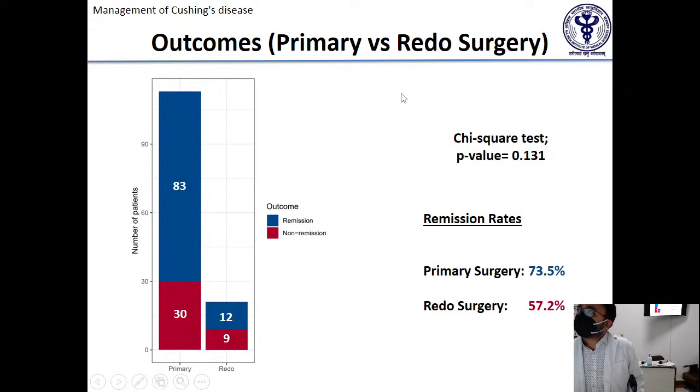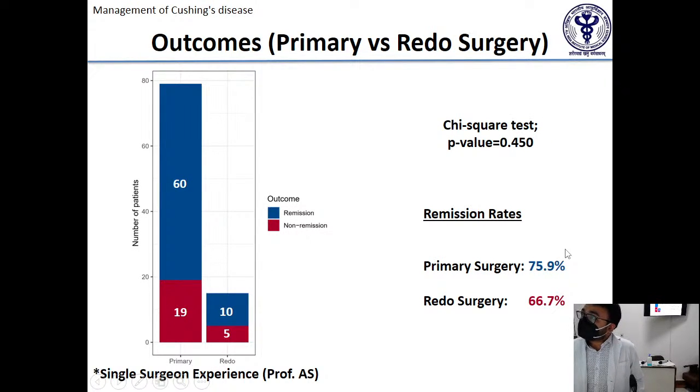And we assessed the outcome of primary as well as redo surgery groups, and we found that the remission rate based on cortisol in the primary surgery group was around 73.5%, and in the redo surgery group was 57.2%. Though the remission rate was higher in the primary surgery group, on statistical tests it didn't come out to be significant, but there is definitely an advantage in primary surgery with a higher remission rate of around 75%.